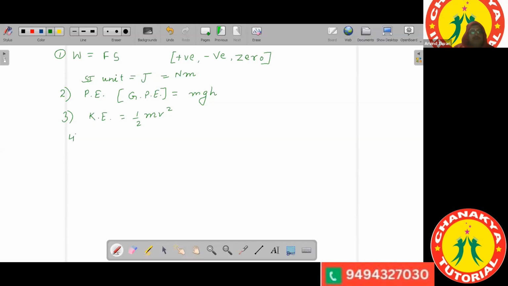Then we did about the relationship between work done and kinetic energy, that we also call the work energy theorem. So as per the work energy theorem, the work done is equal to the change of kinetic energy. That is, work done is equal to 1 by 2 mv squared minus 1 by 2 mu squared. Right? That is the work energy theorem. Work done will be equal to change of kinetic energy. Right? So any doubts in any of these points?